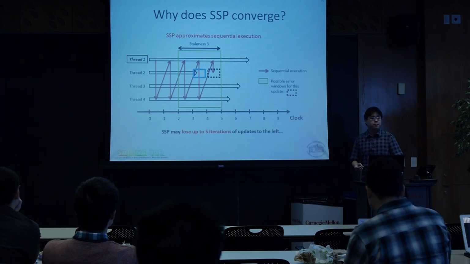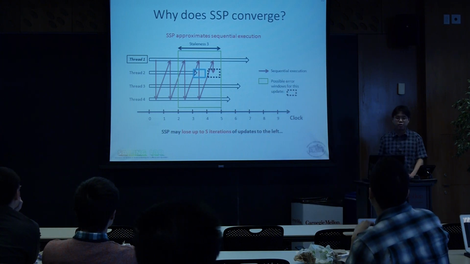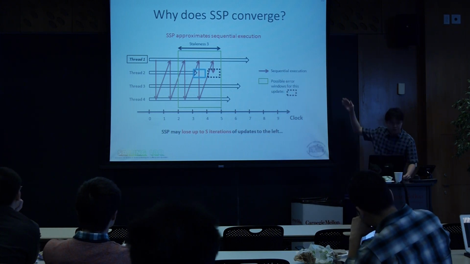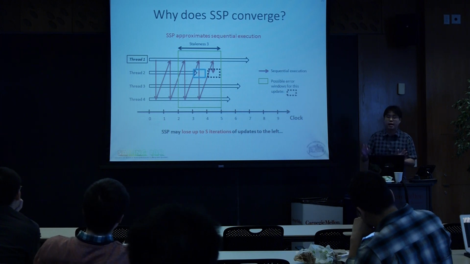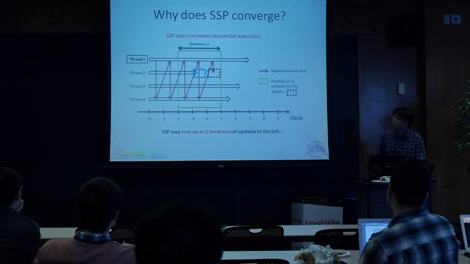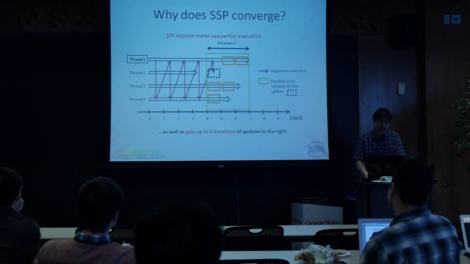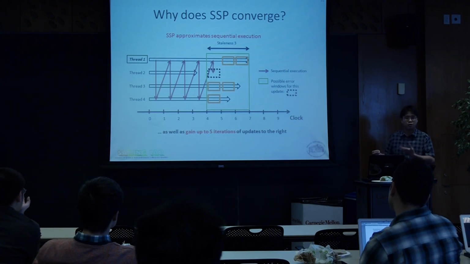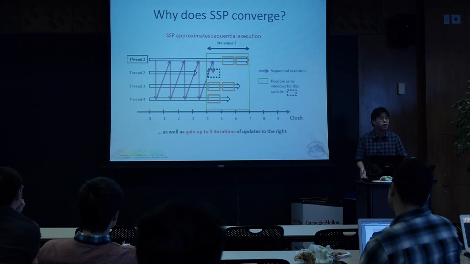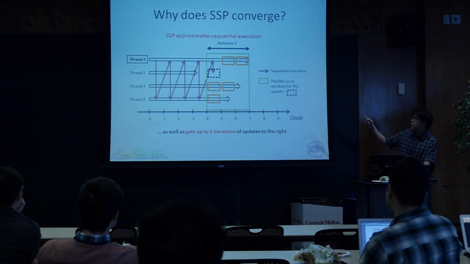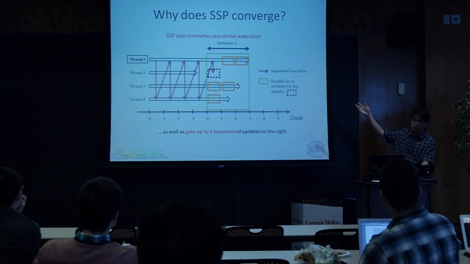More generally, the stale synchronous parallel communications model may lose up to S times number of threads iterations worth of updates to the left. That's denoted by the green box over there. So anything there could be lost. On the flip side, you can also gain updates to the right. And by the way, gaining updates doesn't necessarily mean that you'll converge faster. On the contrary, you could actually produce error as well. The point is any iteration difference between threads is what leads to error, right? In this example here, because threads 3, 4, and 1 are ahead, you gain these extra iterations.